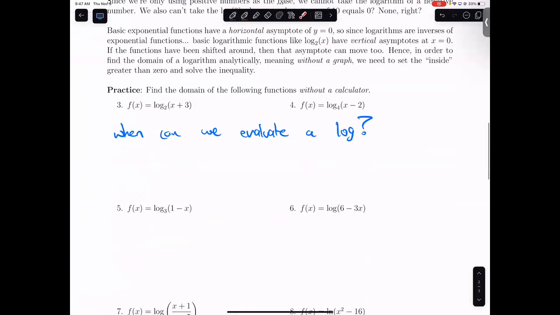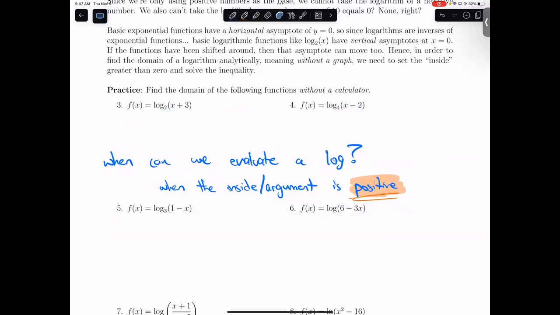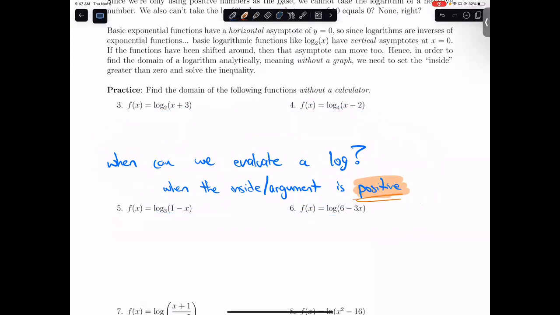So when can we evaluate a log? When the inside, sometimes that's also called the argument, like the stuff inside the function, is positive. It has to be positive or otherwise the log wouldn't be defined. So it can't be negative, it can't be 0. Well, how can I find the domain of something like, say even like this one?